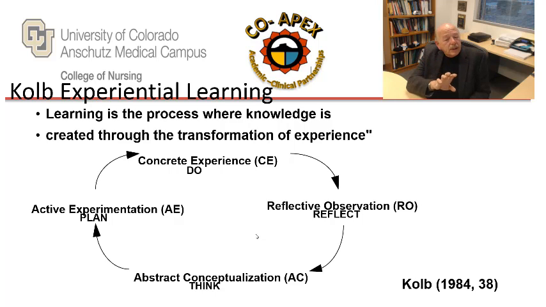From that then develops this abstract conceptualization or thinking, and they begin to understand and construct an understanding of that. Based on their understanding of that, they then plan active experimentation or plan about interventions and take the next step. That active experimentation then provides a concrete experience which allows them to again begin the cycle and modify their learning and their performance.